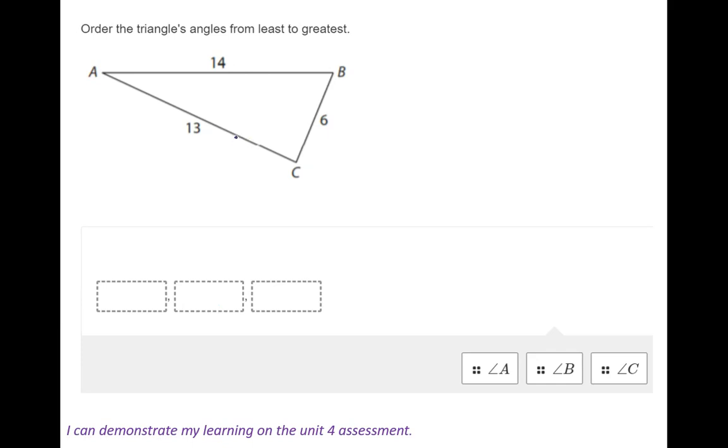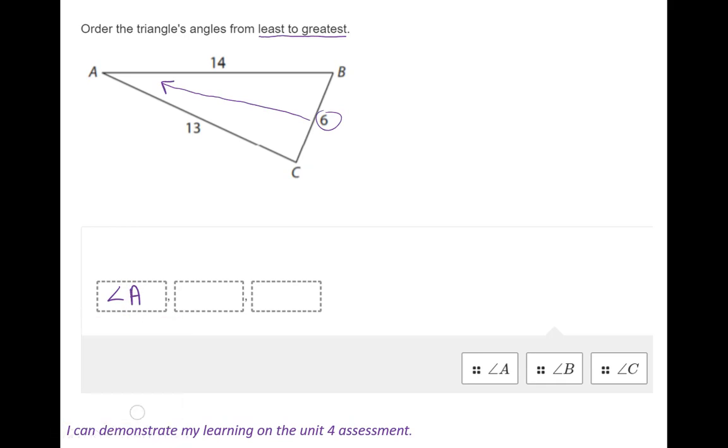This one, order the triangle's angles from least to greatest. Again, double check the order. We're going least to greatest, or small to big, again. So I'm going to start with the smallest number I see, which is 6. And then I want to go across from the 6, or opposite the 6. I actually go back over here to angle A. So same concept. This time we're just going from the sides to the angles.